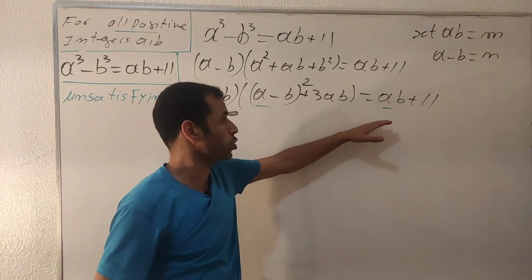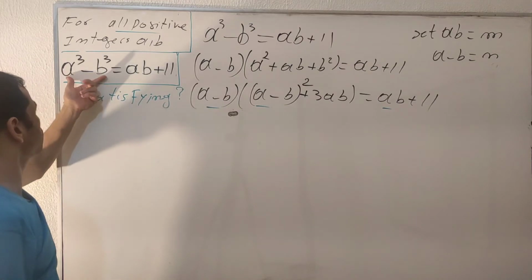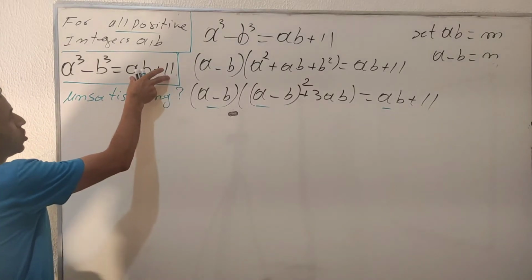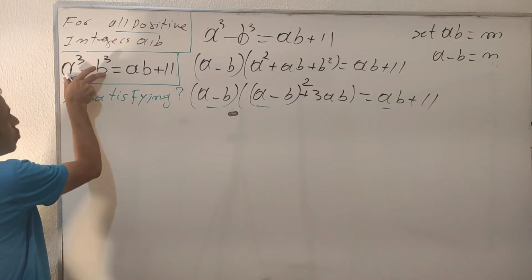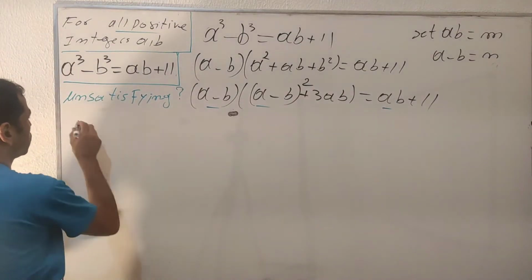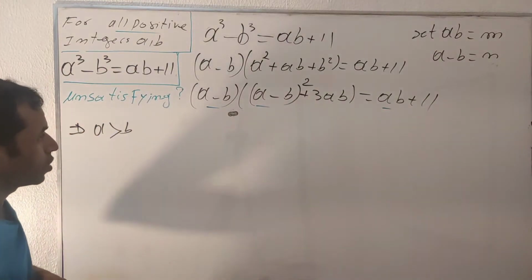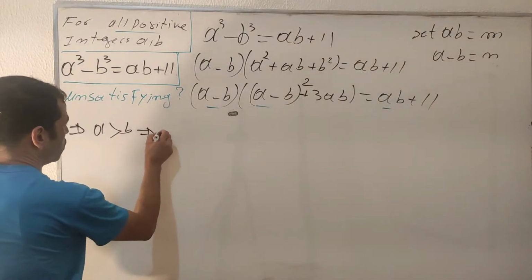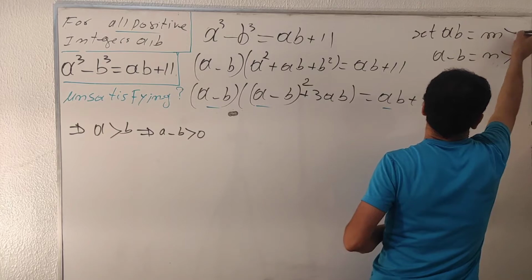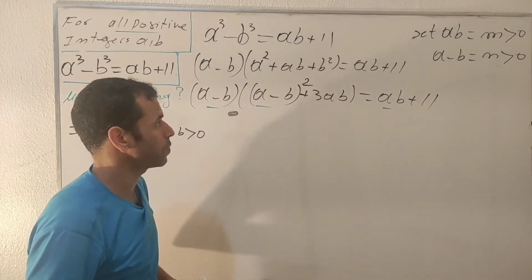Before we continue solving this one, I'm going back to the previous equation. If you take a look carefully at the left hand side of this equation, since we are dealing with positive integers, we know the right hand side of this equation is strictly positive, which means the left hand side must be positive as well. So this one is telling us a is bigger than b, which means a minus b is strictly greater than 0. Also ab is strictly greater than 0. Now I'm going to replace the difference a minus b with n and the product ab with m.